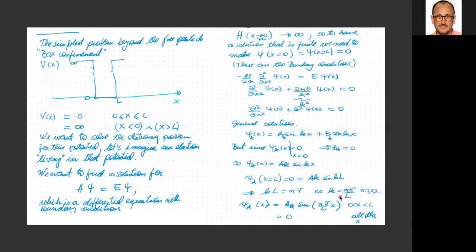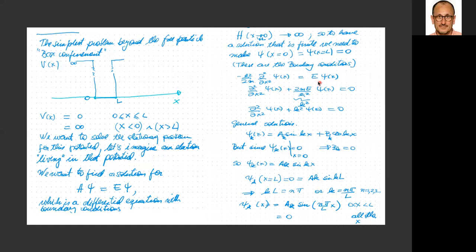So for that to be the case, K has to be n pi over L. What does it mean? K times L has to be simply n pi, because when it is n pi, this thing here is going to be zero and will fulfill the boundary conditions that I have. Note that n is not equal to zero, because if n is equal to zero, k is equal to zero, and phi is equal to zero, so it's a trivial solution where everything is zero.